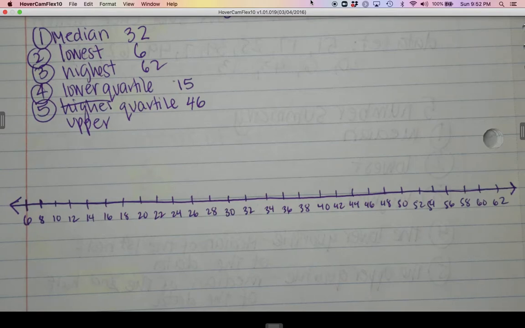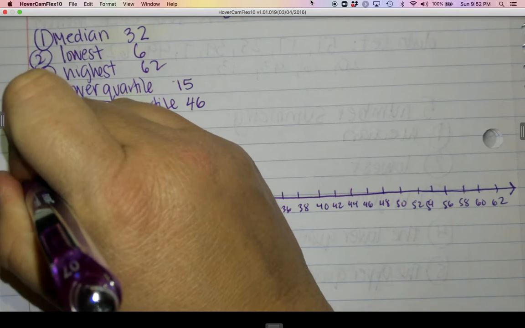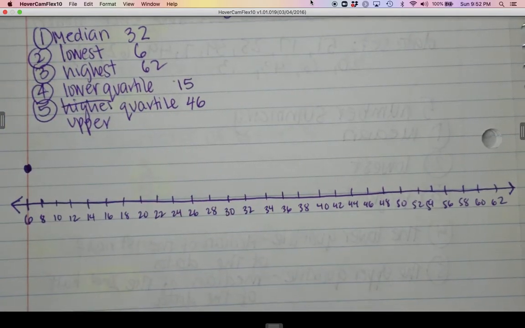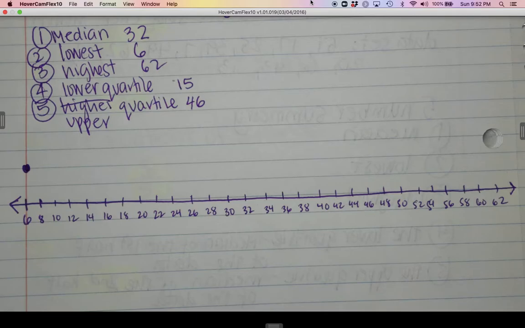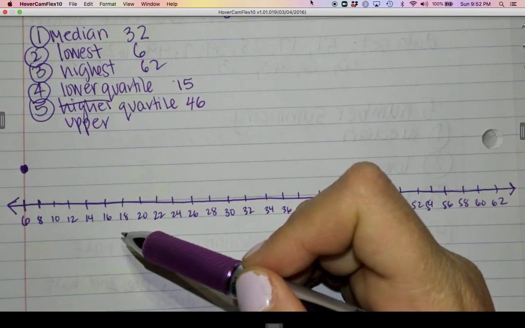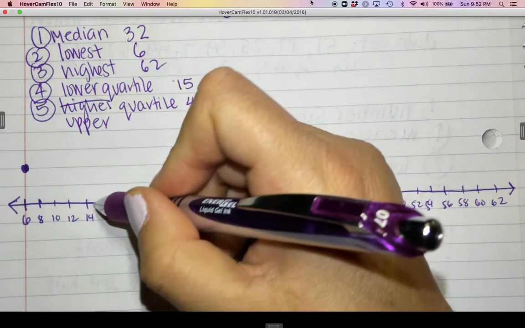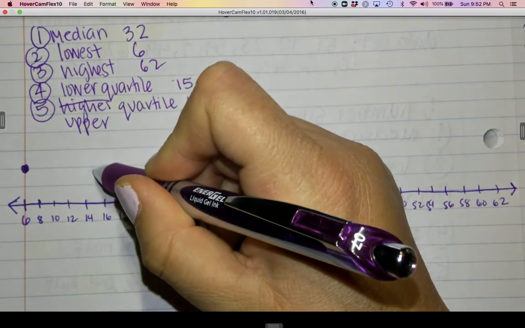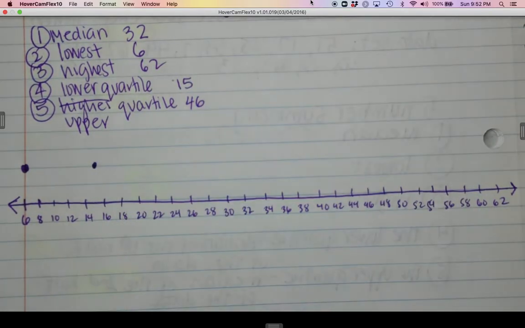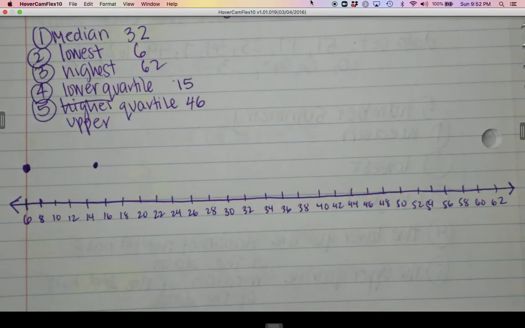So what I'm going to do is put a dot above each of these numbers in my 5-number summary. So I'm going to take 6 and put a dot, and then I'm going to put a dot at my lower quartile, which is 15, and I know 15 isn't on my chart, but I know that 15 falls right between 14 and 16, so I can go ahead and put my dot there. Then my next one is 32.